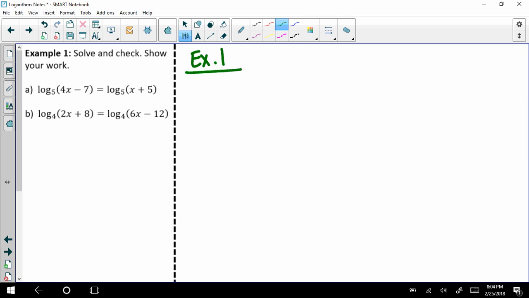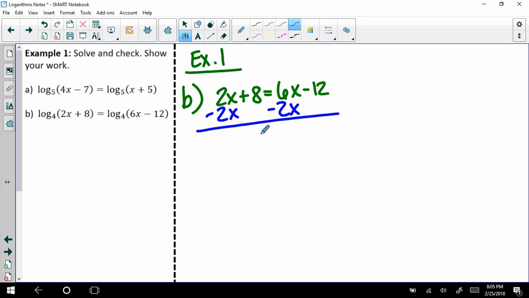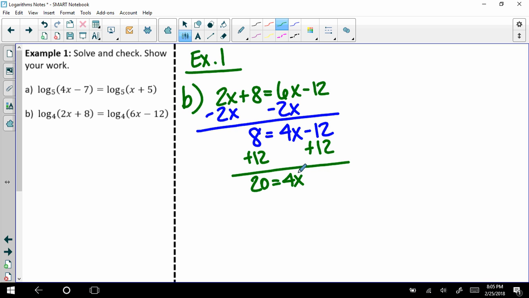Okay, so for part B, since both sides have log base 4, we ignore log base 4. So the insides have to be equal to each other. So 2x plus 8 has to be equal to 6x minus 12. And now we solve. I'll subtract 2x first. So 8 equals 4x minus 12. Add 12. 20 equals 4x. Divide by 4. So x equals 5.